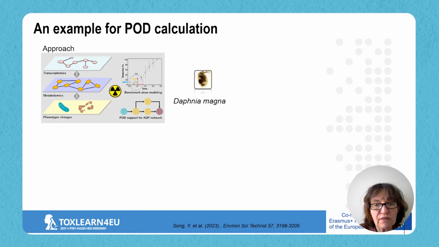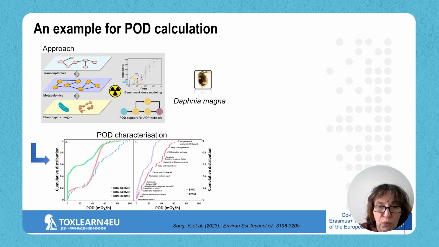This is an example recently published by Song et al. For the gamma radiation of Daphnia, where they looked at data coming from different levels of biological complexity, including the transcriptome, metabolome, and the phenotypical changes. And for each of the different endpoints that they had, they looked at when there was a point of departure, what concentration and at what time point you would see the dose response curve start off.